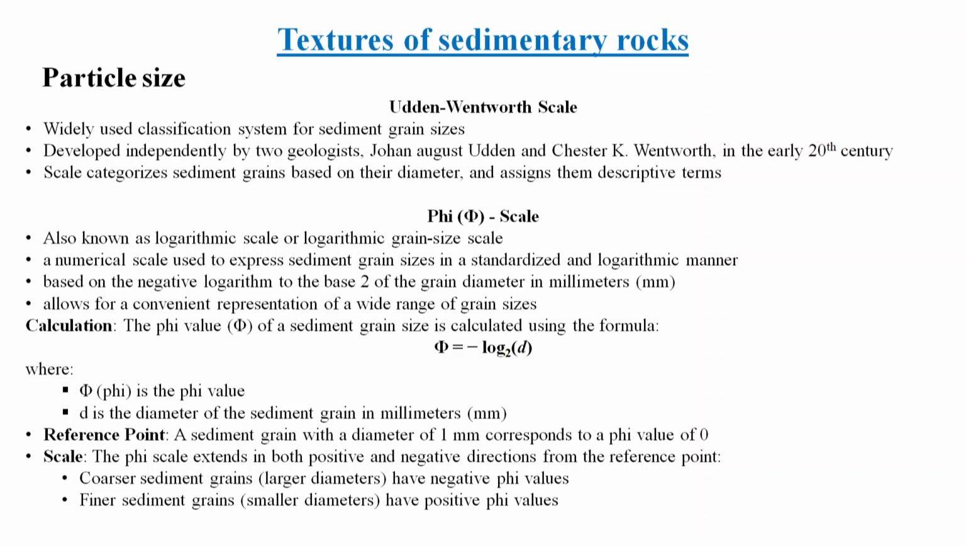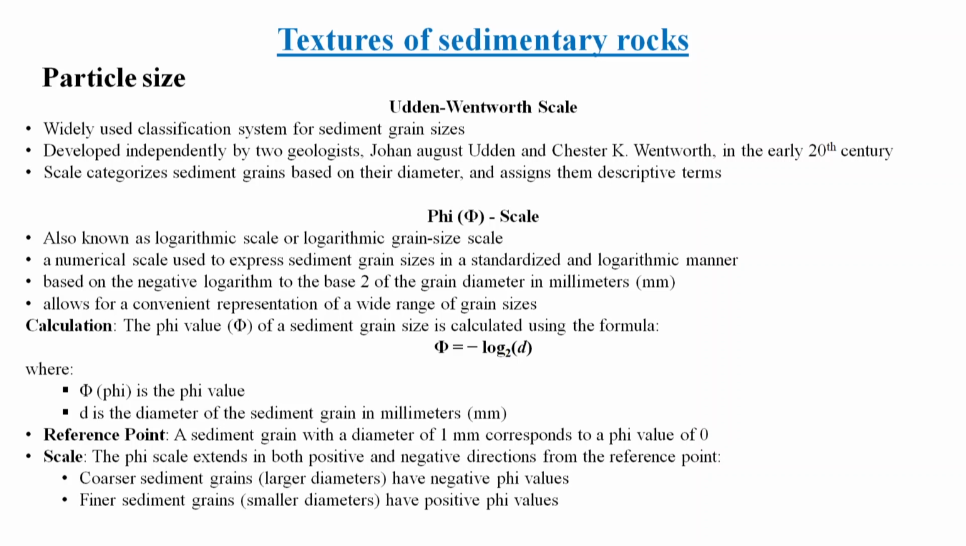On the other hand, there is another scale that is also very well established and accepted worldwide, that is the phi scale, which is a logarithmic grain scale. So, it is a numerical scale used to express sedimentary grain size in a standardized as well as logarithmic manner. So, the method of calculating your phi value is the means by which you get an element within your phi scale. The phi value is calculated based on the sedimentary grain size, specifically the diameter of the individual particle.